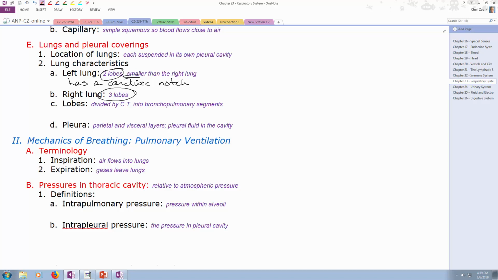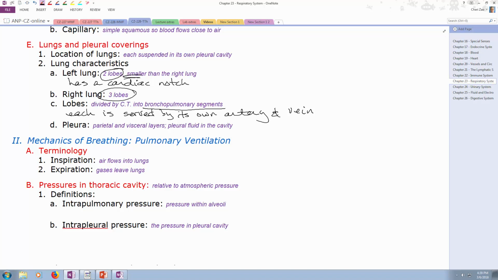Our lungs, the lobes themselves, are divided into bronchopulmonary segments by connective tissue, and each is served by its own artery and vein. So as you follow the airway out, there's typically an artery laying on one side of the airway and a vein laying on the other side of the airway.